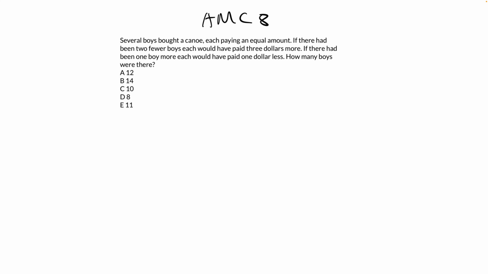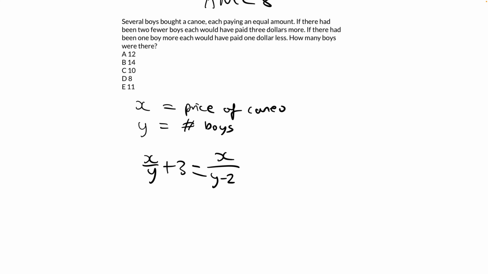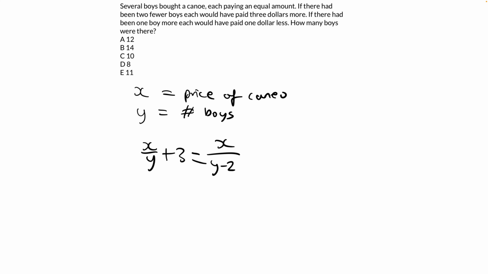So let's call X the price of the canoe, and let us call Y the number of boys. So now X over Y is how much each of them pays. Now, 3 more than that is equal to if there were 2 fewer boys, right? So this is the equation construction. Now, as stated in the question, if there had been 1 boy more, they would have paid $1 less, like so.